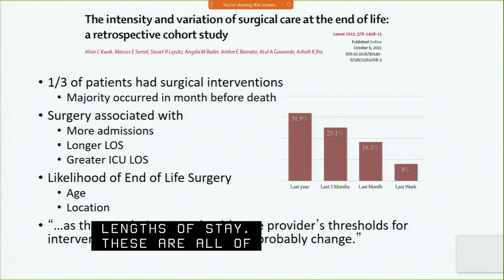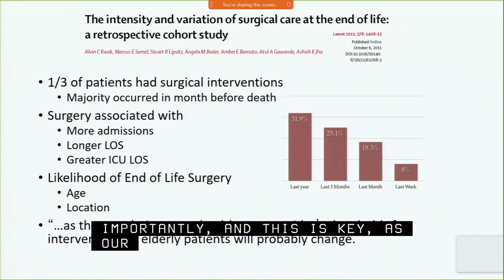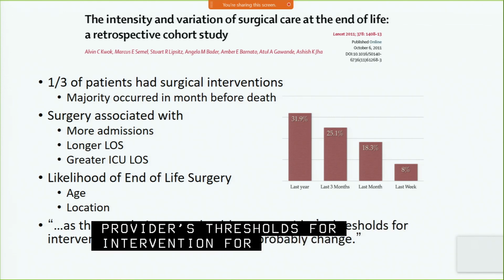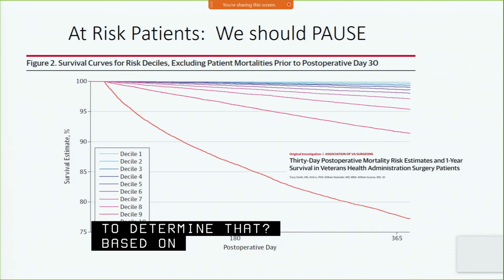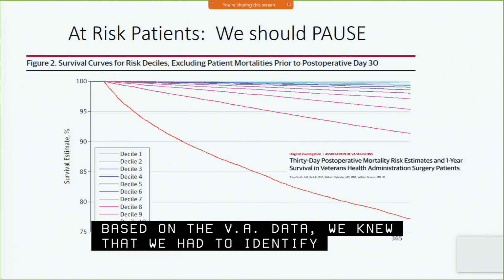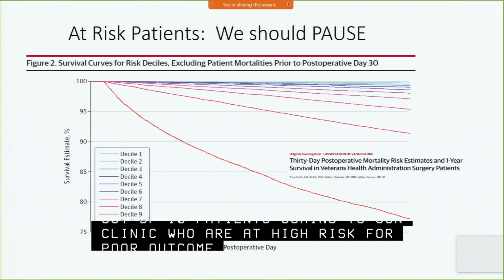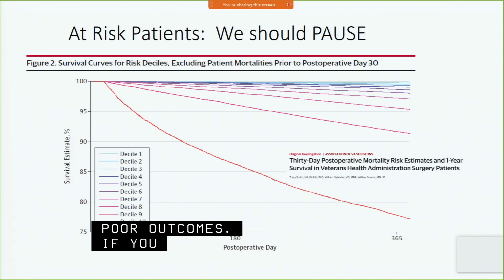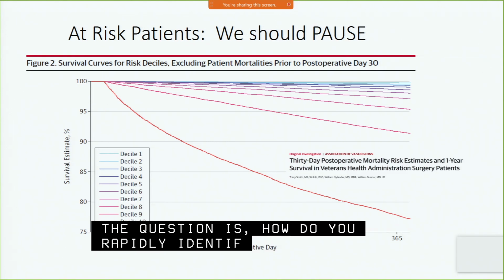Importantly, and this is key, as our population ages, healthcare providers' thresholds for intervention for elderly patients will probably change. And the question is, what are the guideposts that we're going to use to determine that? Based on the VA data, we knew that we had to identify that 1 out of 10 patients coming to our clinic who are at high risk for poor outcomes. Clearly 9 out of 10 patients will go through our system and have good outcomes. The question is how do you rapidly identify that 1 out of 10 patient in a busy surgical clinic where you're trying to get through your day as a surgeon?